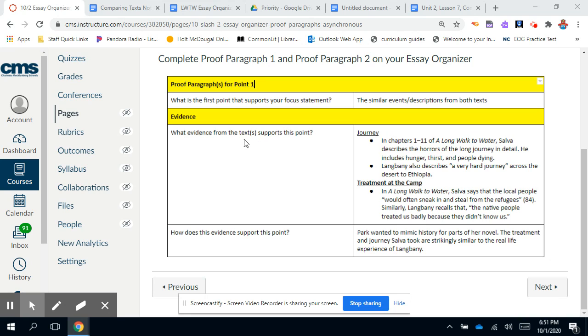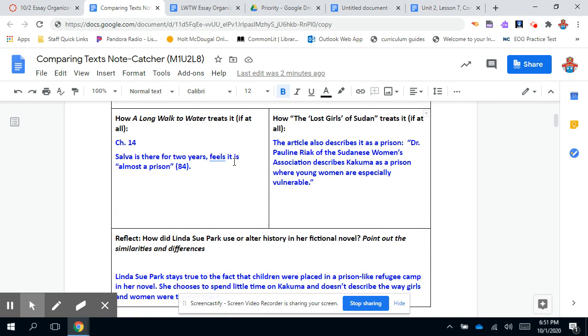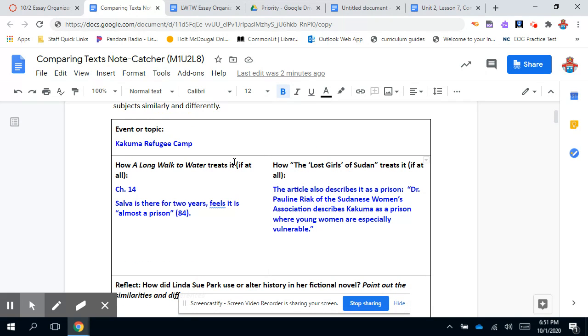Your evidence part, you need to find evidence that supports your similarities. Now, as we saw in the model essay, there were 2 points of similarities, the journey and treatment at the camp. So if you look back at your comparing text note catcher, you want to look at all the evidence you gathered and think about 1 or 2 possible topics where you saw some similarities between A Long Walk to Water and The Lost Girls of Sudan.